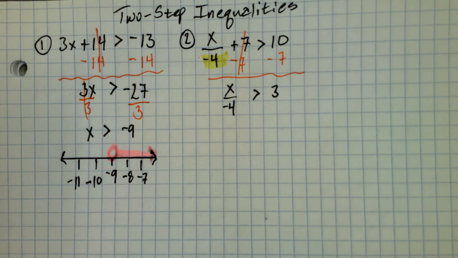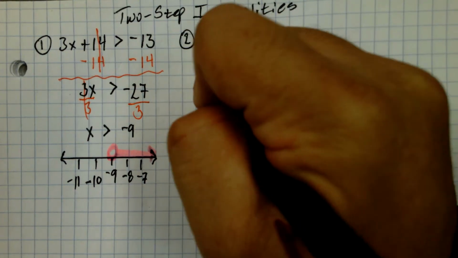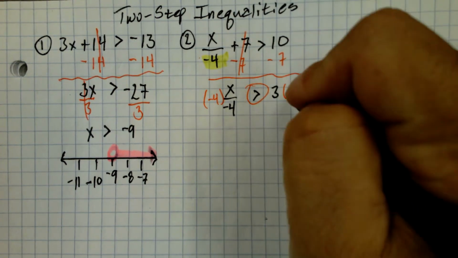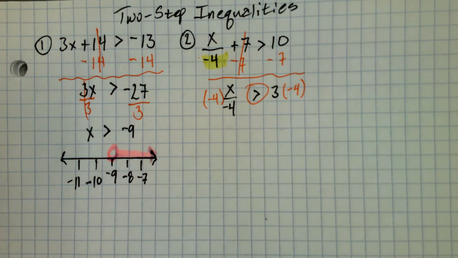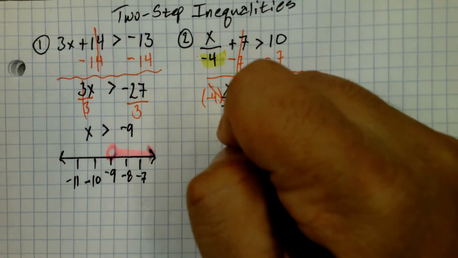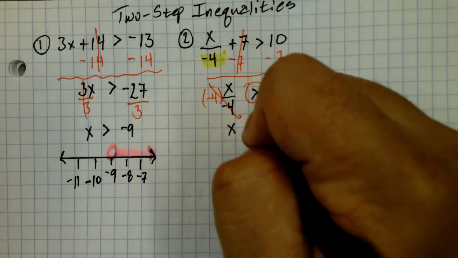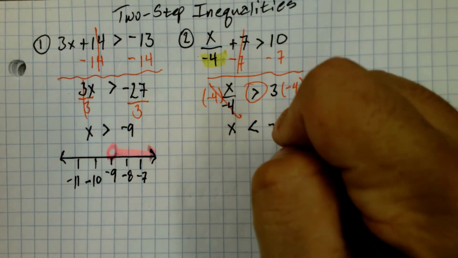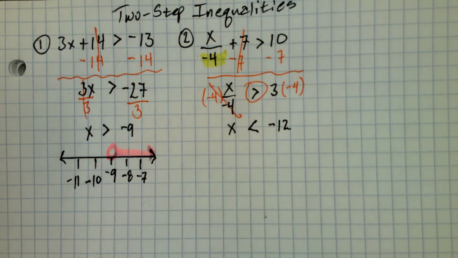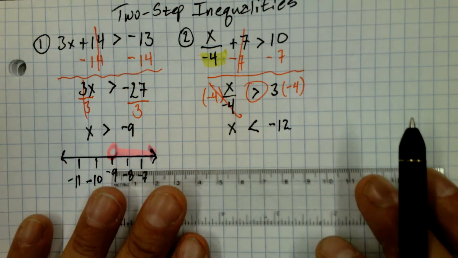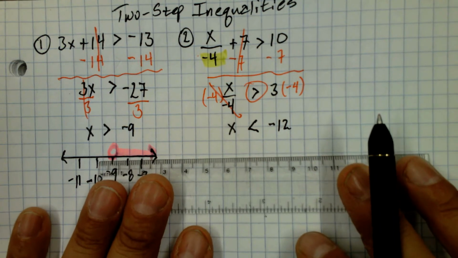So now we want to multiply both sides. So I'm going to circle my inequality to remind me I got to flip it. So this cancels. Bring down your x. Flip your inequality to less than. And then 3 times negative 4 is negative 12. Okay. So we want all x is less than negative 12. We want all the numbers smaller than negative 12.